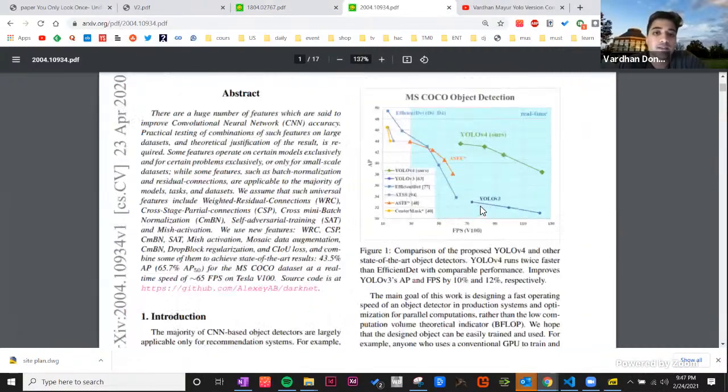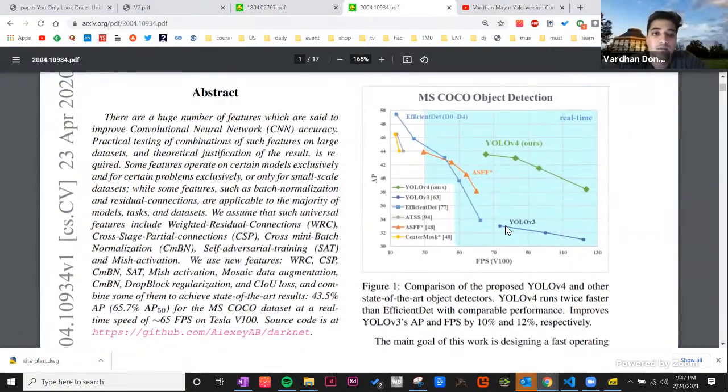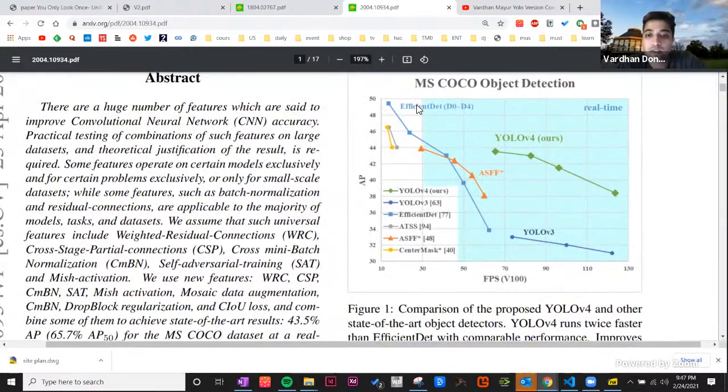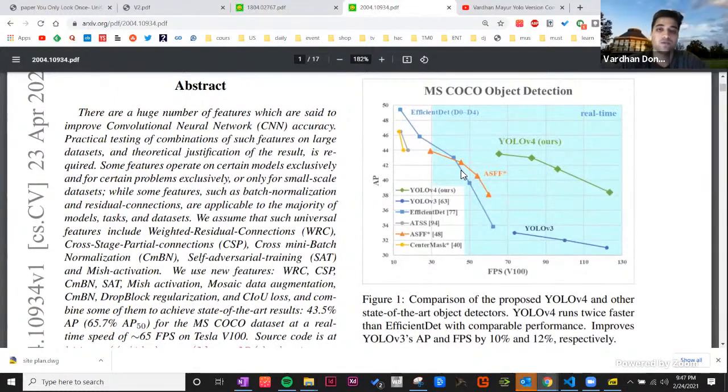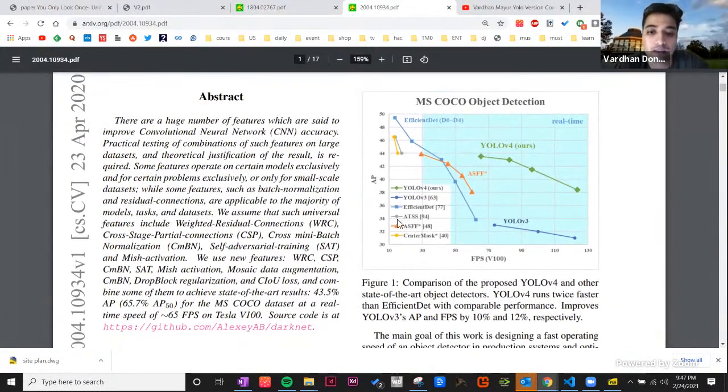If you see the first figure here, just to quickly see what the differences are from V3. You see that for similar frame rates, it has a higher average precision, and it's even faster than EfficientDet, which was also a very interesting paper. If you ever want to go through it, it's an interesting idea in EfficientDet.